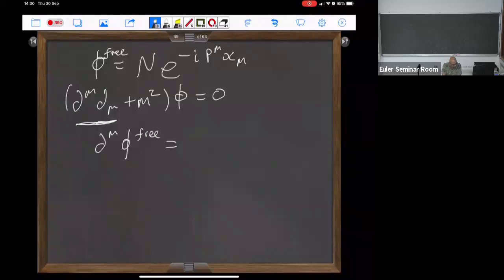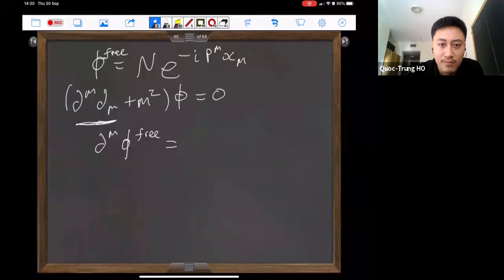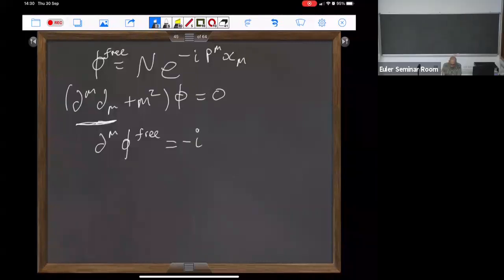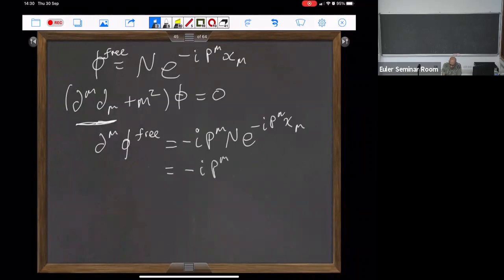So who's going to volunteer the answer to this one? How do I differentiate this with respect to x mu? Minus i times N times p mu times e to the power of minus i p mu x mu. Thank you. So this is what we actually get, which I can write this way. And that means that now I need to also calculate d mu of the result.